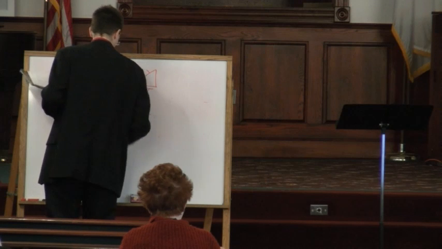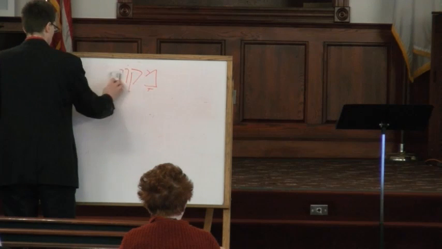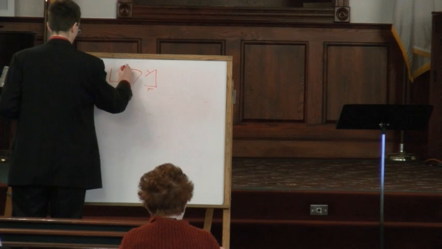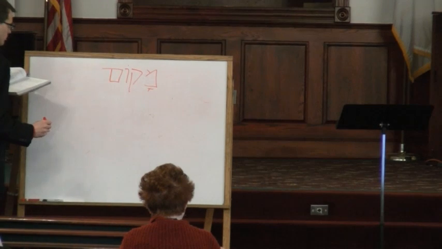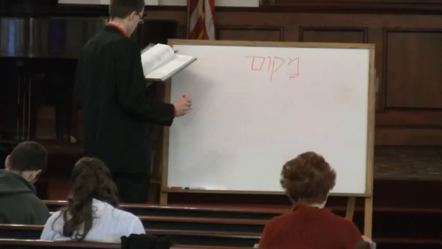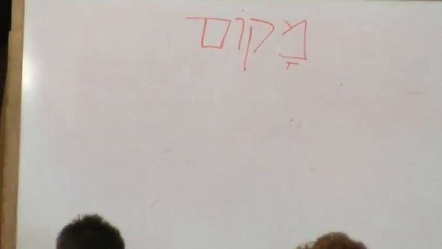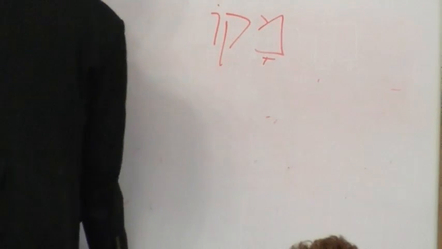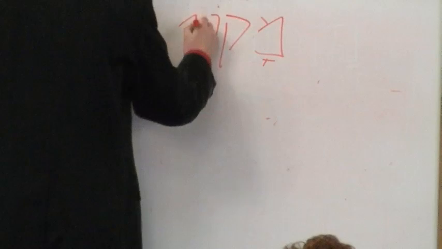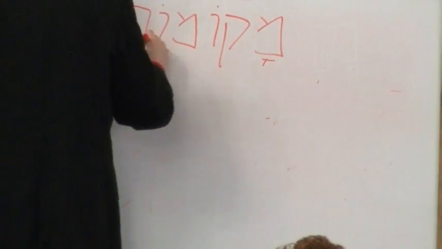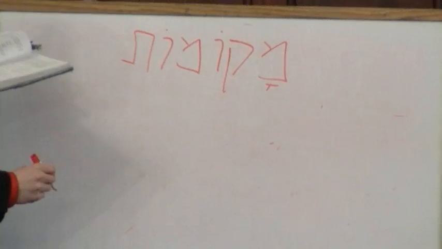That should be a final mem. It is a final mem, it's just hard to read. So makom. Now we're going to make a plural. Make it into makomot. So the final mem is going to change into a normal mem. Makom, and there's the plural ending, ot. All right, there's makomot.